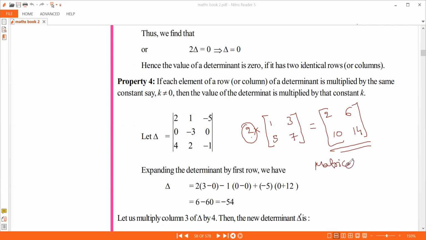You wrote 1, 3, 5, 7, so double it: 2, 6, 10, 14. Got it? Okay. Now, this is matrices.